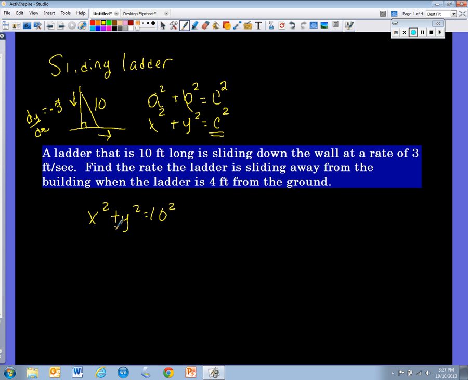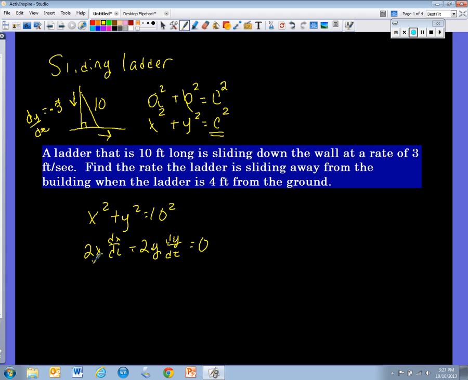And then if we're trying to create rates, just like last week, you're going to take a derivative. So 2x dx/dt plus 2y dy/dt is equal to 0, big fat 0, so I guess that 10 doesn't really matter.